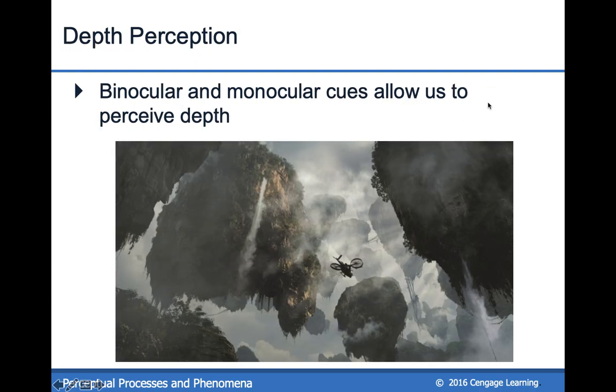Depth perception. So even though this is a 2D image, you can see that there's depth in it. This is from Avatar, the floating islands. So we use monocular and binocular clues to allow us to perceive depth. Monocular means one eye and binocular means two eyes, hence monocle or binoculars. And so even though it's a 2D image, we see things that are layered on top of one another, so we would assume depth. This happens to us in day-to-day life.